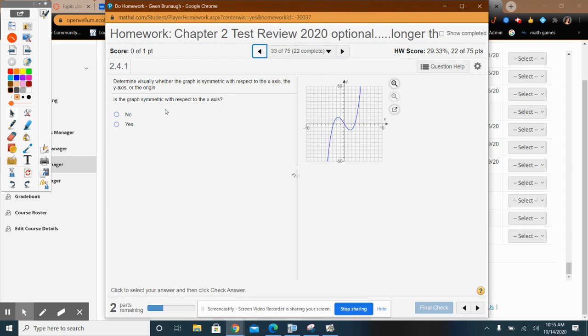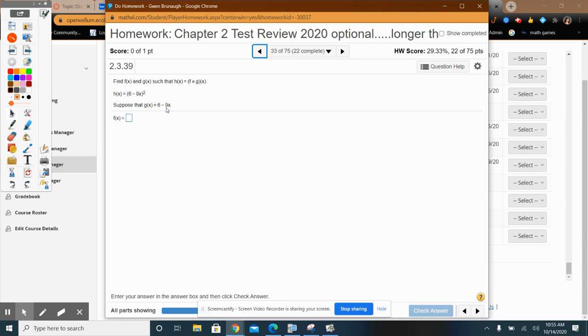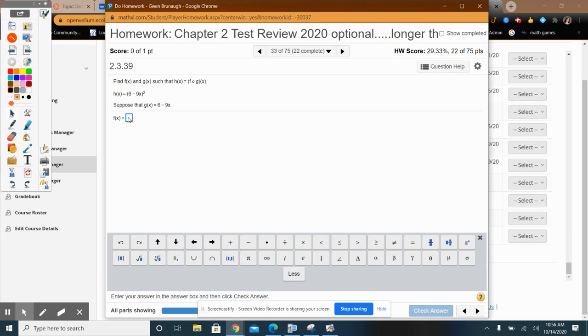This one is a different one too, actually. They wanted to know, where did you plug 6 minus 9x into? What was the function you plugged it into? Remember, if you put an x over top of the parentheses, it will tell you that you plugged it into x squared.